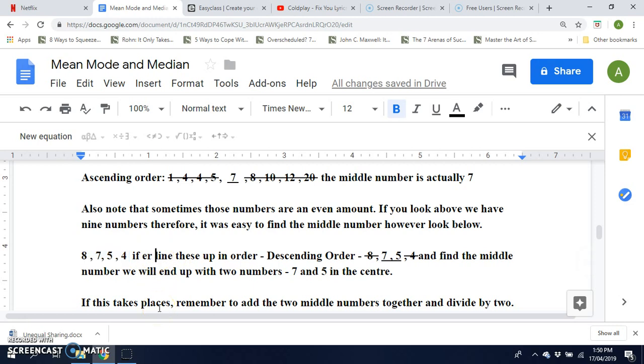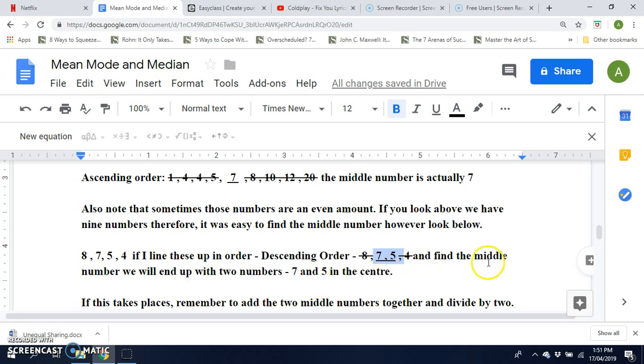So if I line these up in order, let's go with descending order: 8, 7, 5, 4. If I cross out this 8 and I cross out this 4, the middle numbers are 7 and 5. You can't find a middle number like that. The middle number has to be one number.